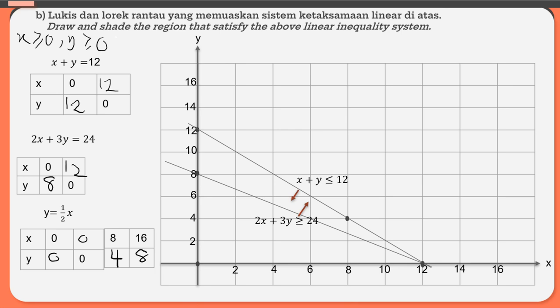Then the third one, here we have a straight line starting from the origin, and we have points here: when x is 8, y equals 4, and when x equals 16, y equals 8. And after that, draw the line. So the inequality is y less than or equal to half x. So less, that means the arrow should be under the line. So can you guess where the shaded region is? Alright, so this is the shaded region.